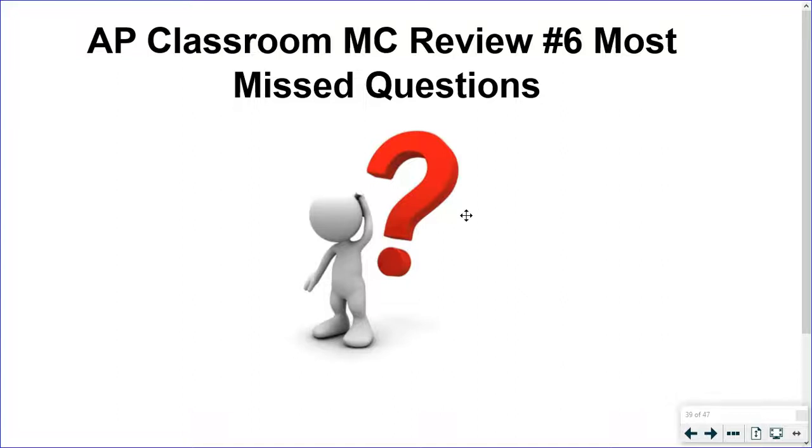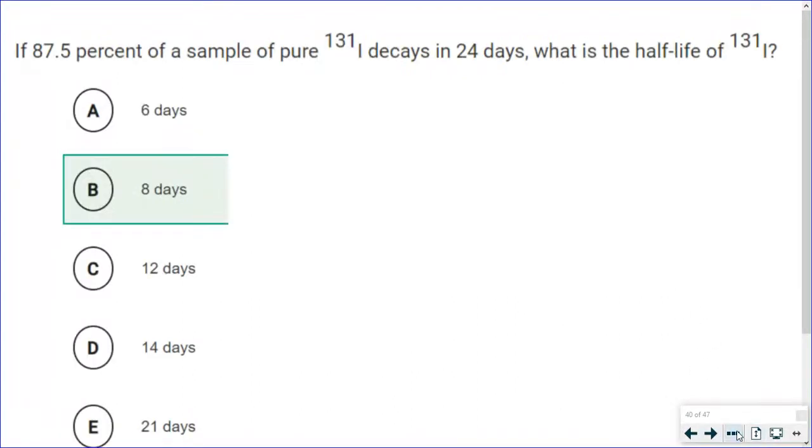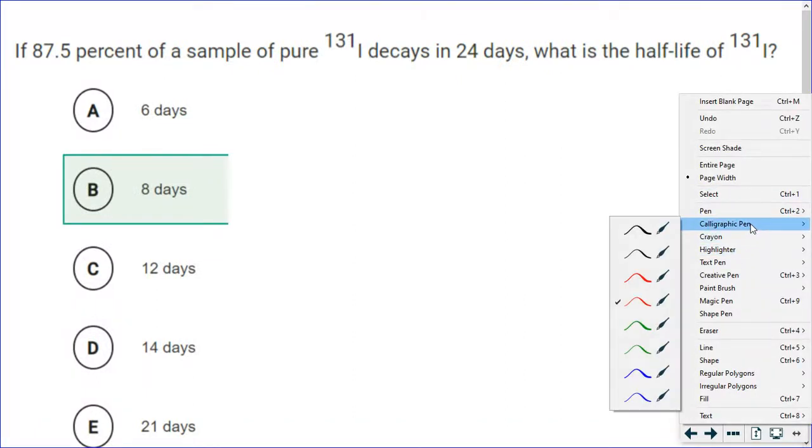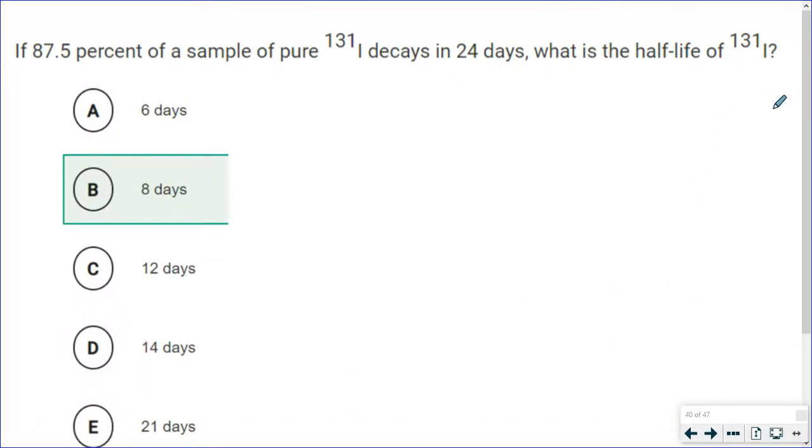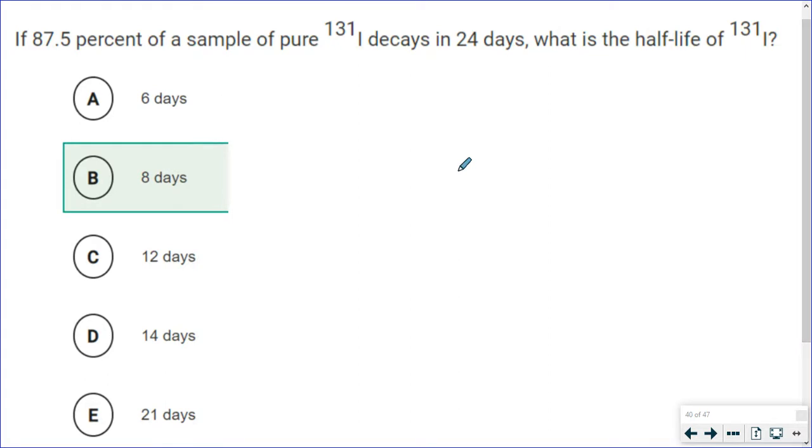All right, AP Chem, here is your most missed questions for review number 6. You have a couple problems in here that involve half-lives, and this is your first of them. And I want to give you a little method for this. So the focus of these multiple choice questions was kinetics, and half-lives are part of your kinetics.